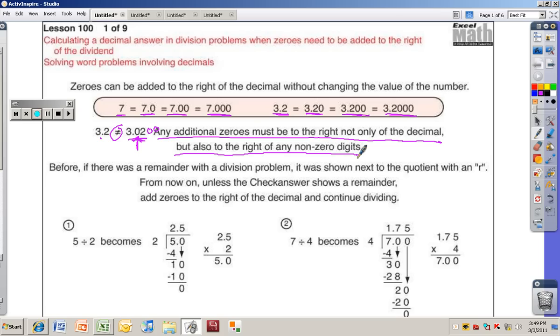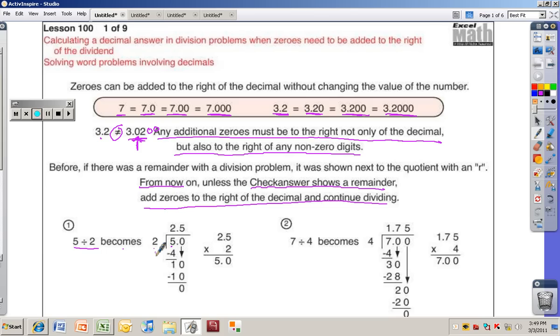Before, if there was a remainder with a division problem, it was shown next to the quotient with an R. From now on, unless the check answer shows a remainder, add zeros to the right of the decimal and continue dividing. So the problem 5 divided by 2 becomes 5 divided by 2.0.